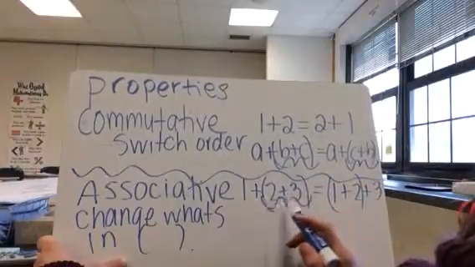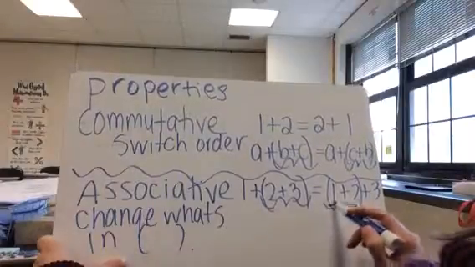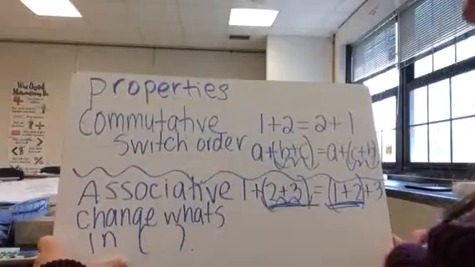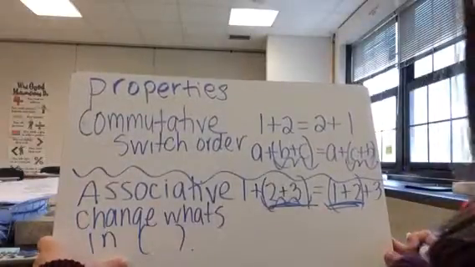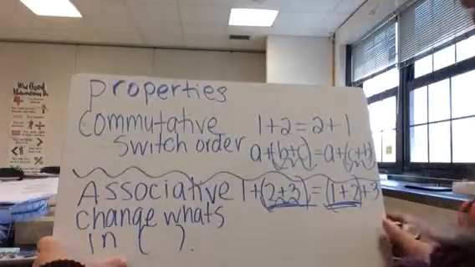On the first side, 2 and 3 were in the parentheses, but on the other side of the equal sign, 1 and 2 are in the parentheses. So they changed what was in there. Okay, they regrouped. Always think of associate as who you hang out with, and they change who you hang out with in the parentheses. So that's associative.